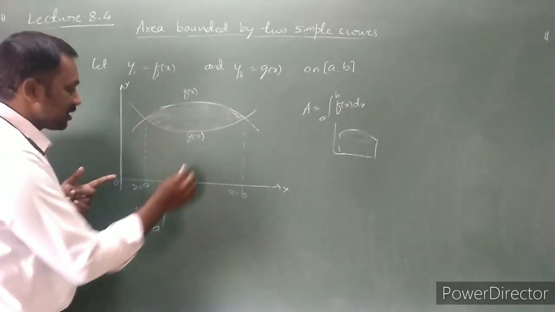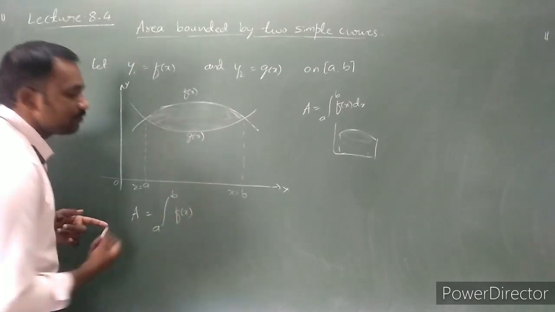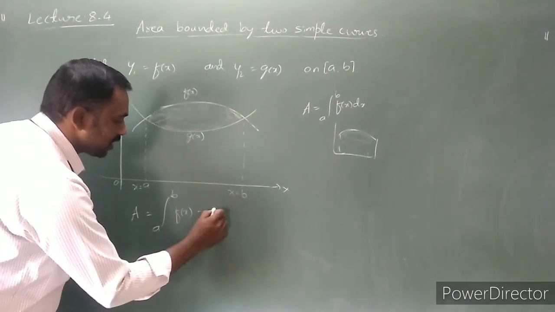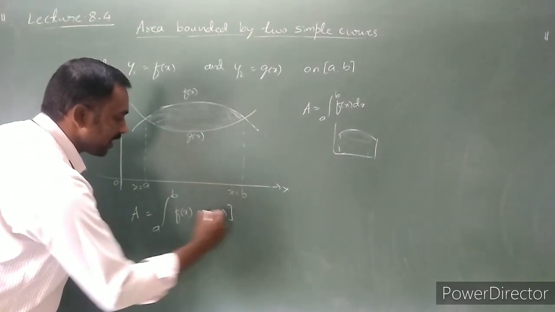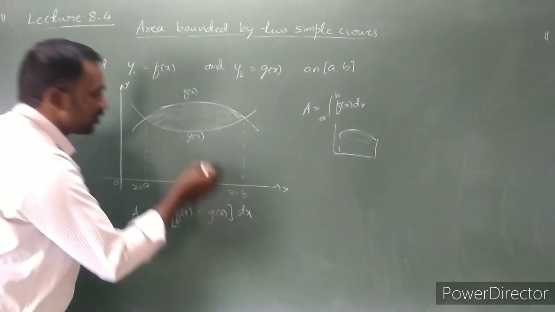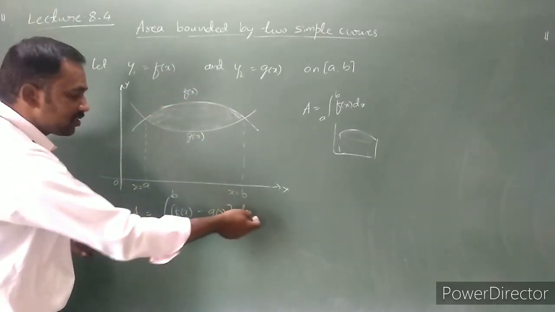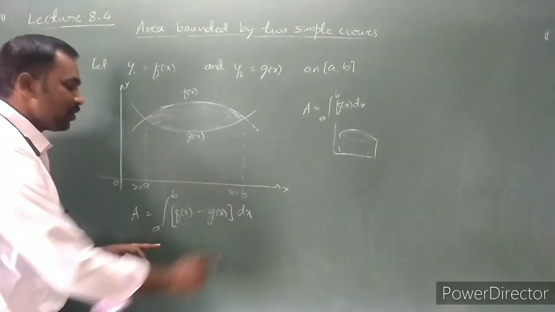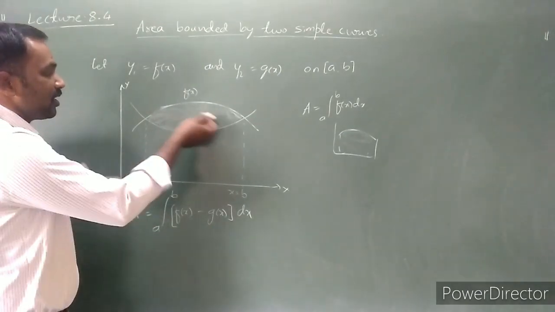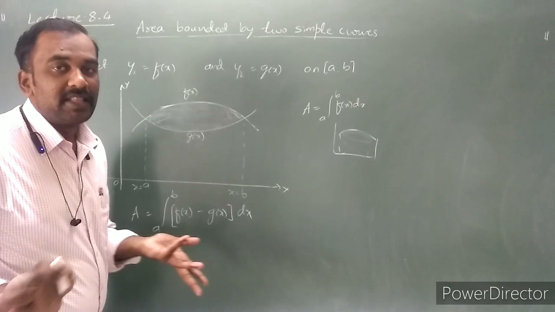Largest area. What is the largest area? f(x) area minus the smallest area, g(x) area, into the element of integration. Vertical steps only are taken, so that it is dx. You did this much, you get the required area bounded by the curve.